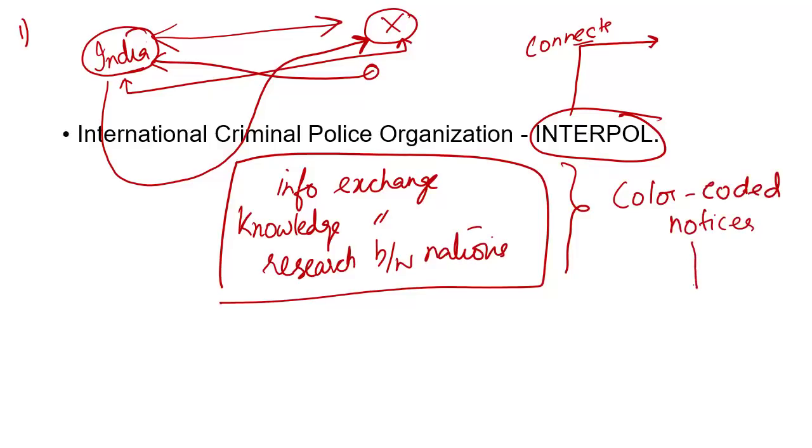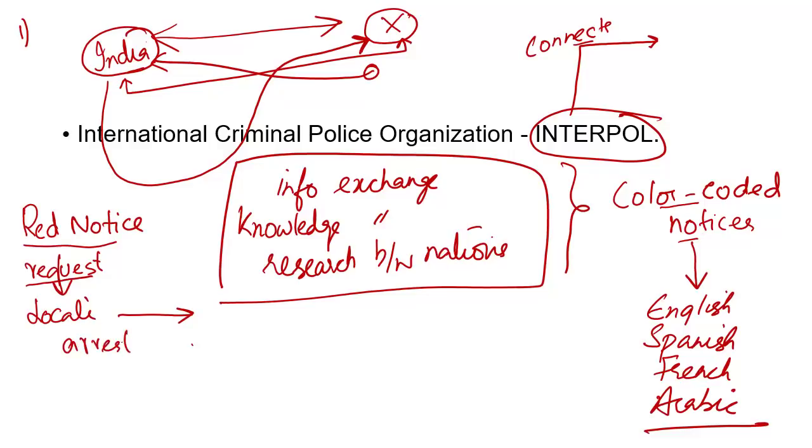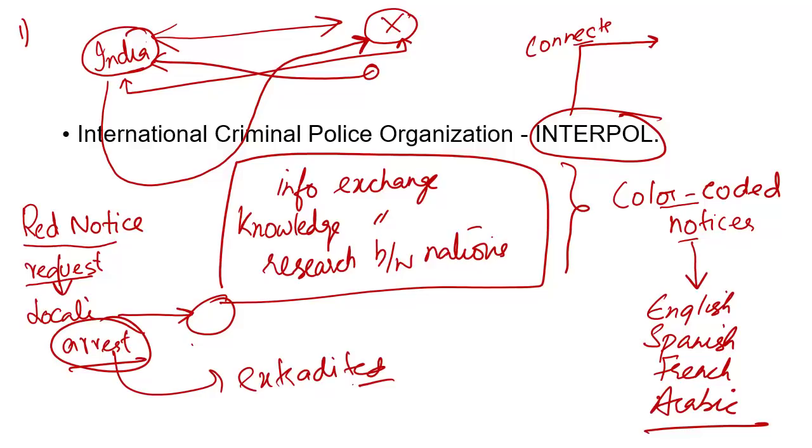It's important to understand for your prelims examination that these color-coded notices are issued in 4 languages. One is English, the other is Spanish, then there is French, and then there is Arabic. One color-coded notice is the red notice. What is a red notice? It is a request to locate an individual and arrest this individual, so that this individual can be extradited. So a red notice is a request to locate and arrest an individual pending extradition.